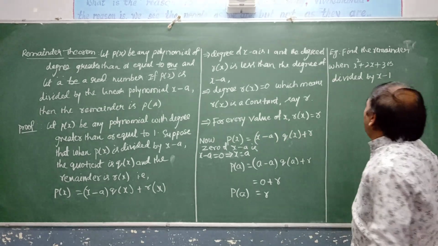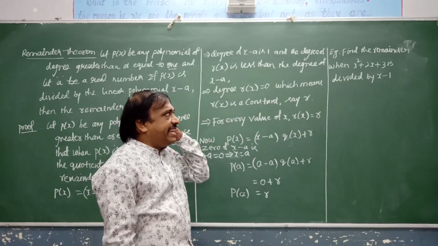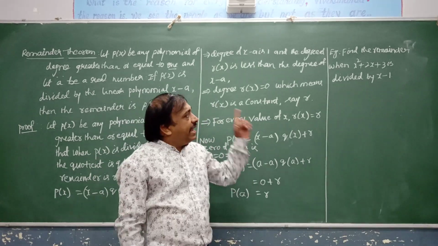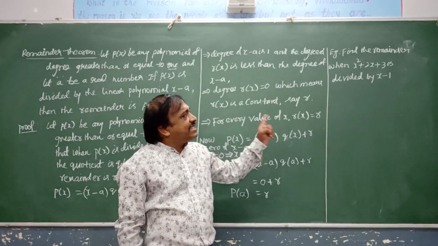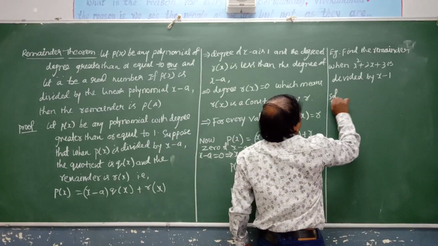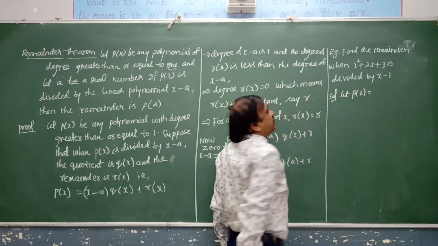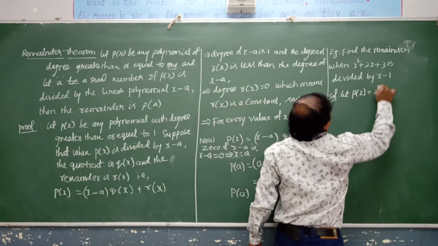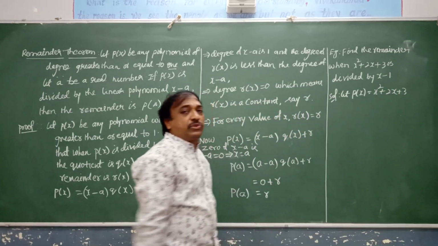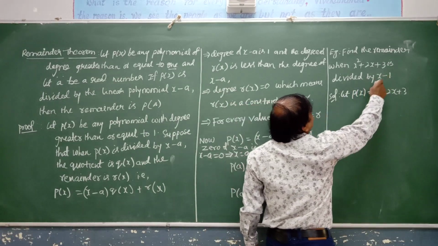Now, the example: find the remainder when x square plus 2x plus 3 is divided by x minus 1. Solution: let P of x be equal to x square plus 2x plus 3, and the divisor given is x minus 1.